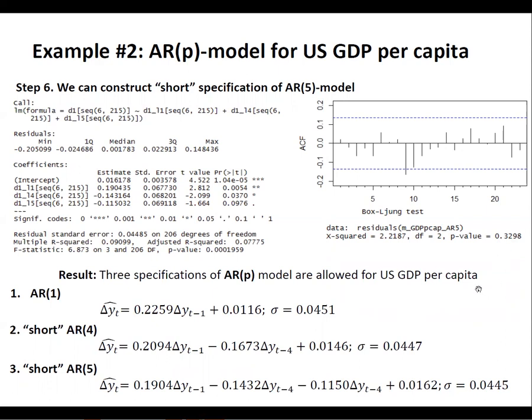So the conclusion for this example. For US GDP per capita, 3 model specifications are valid or acceptable. The first is AR1, the second is the short version of the AR4 model, and short means that only the first lag and the fourth lag are included. And the short AR5 model includes the first lag, the fourth lag, and the fifth lag. The standard deviation is estimated everywhere. Here they are, the standard deviations.